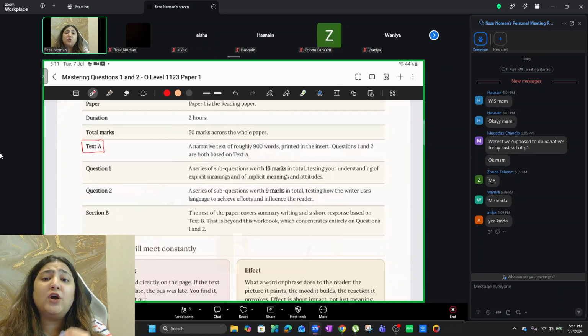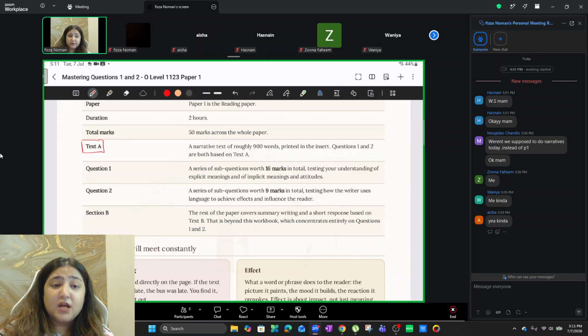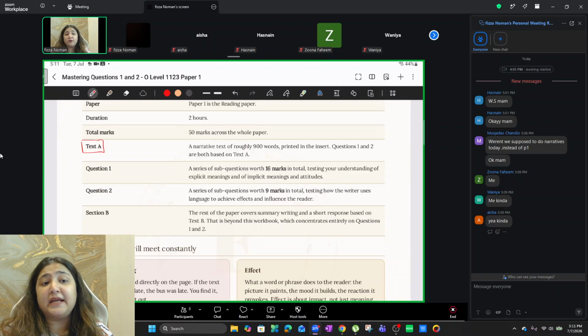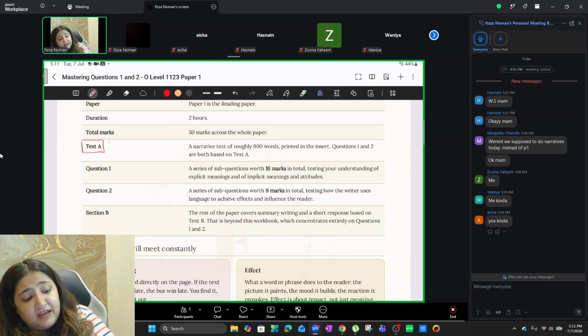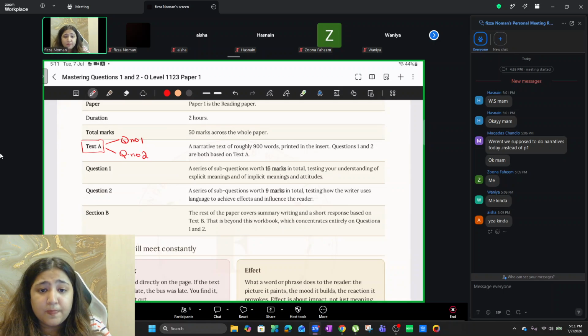And because we are not doing question 3 at the moment, that is why we will not be tackling text B at this point, okay? So we only need to tackle text A, because question 1B and question 2B come from text A. All right? Good to go? So this is roughly around 900 words, and pertaining to this text, you answer questions 1 and 2.